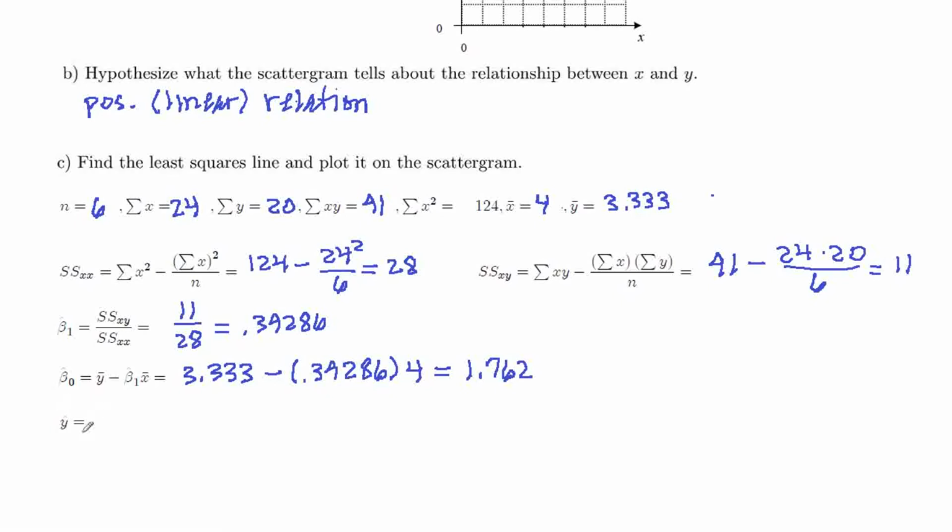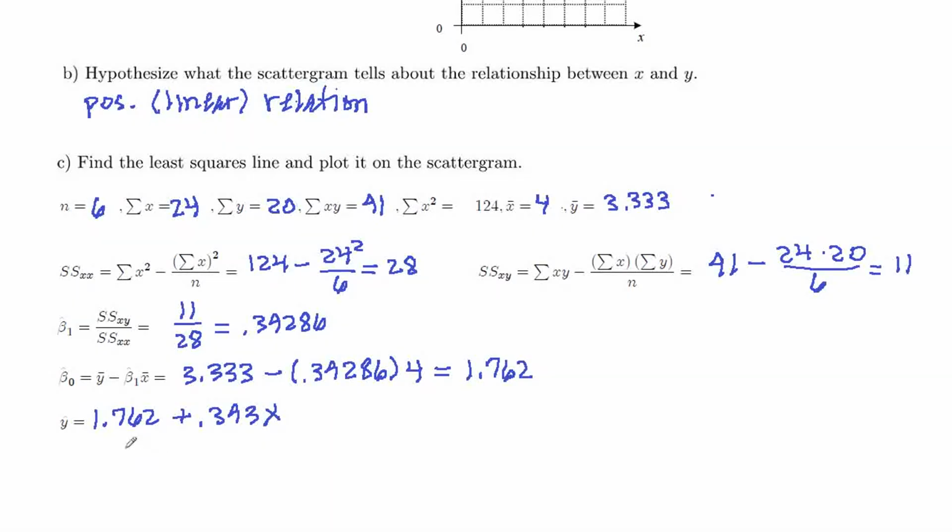So then our regression line, mx plus b, well, actually, we do beta 0 hat plus beta 1 hat. So we'll do the 1.762 out in front, and then plus 0.393. We'll keep 3 decimal places in that slope, times x. So there's our least squares line.